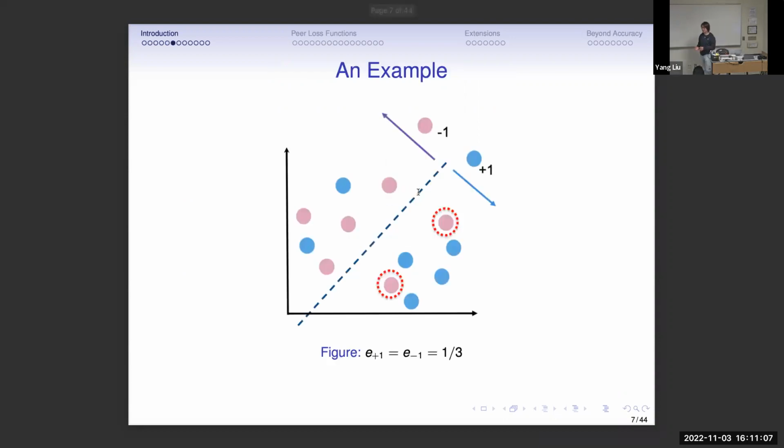There's a couple of examples to check your understanding. This is 2D data, so features x1, x2. Suppose the dashed line is the ground truth decision boundary. Everything below should be +1, everything above is -1. But out of these, I have 2 out of 6 that are mislabeled as -1, where they should be +1. So in this case, e plus is 1/3. So this is what the model is telling you.